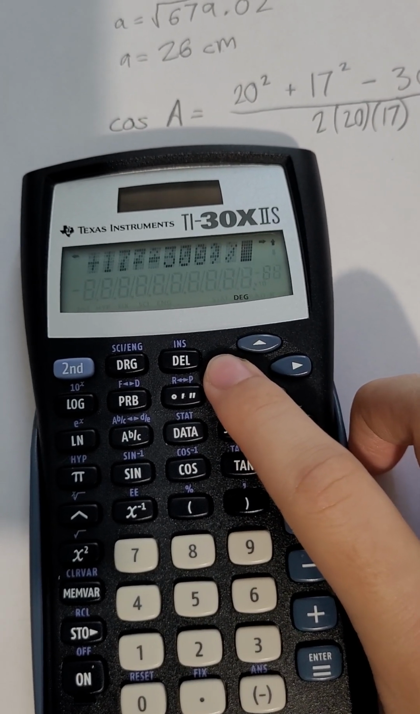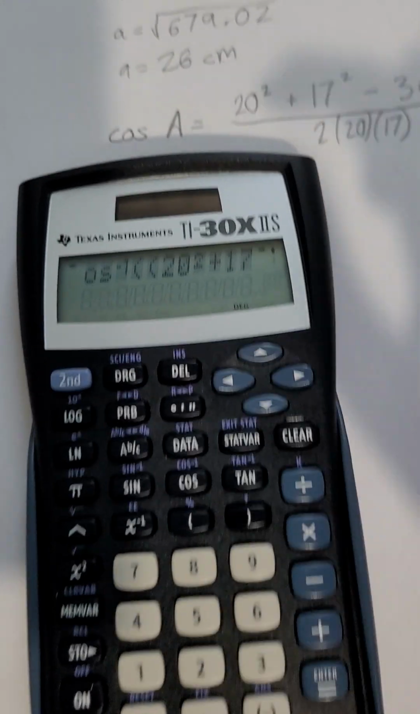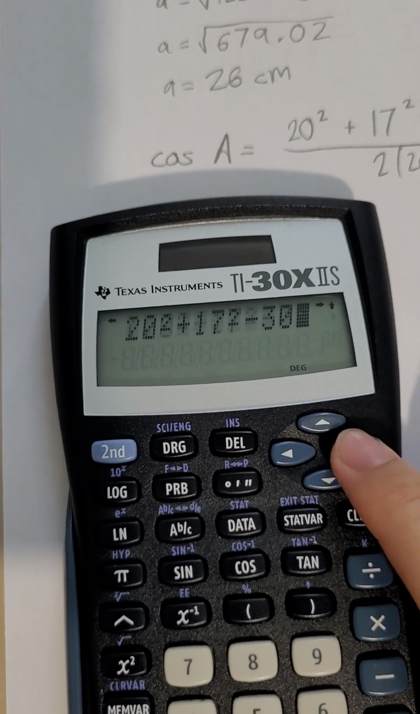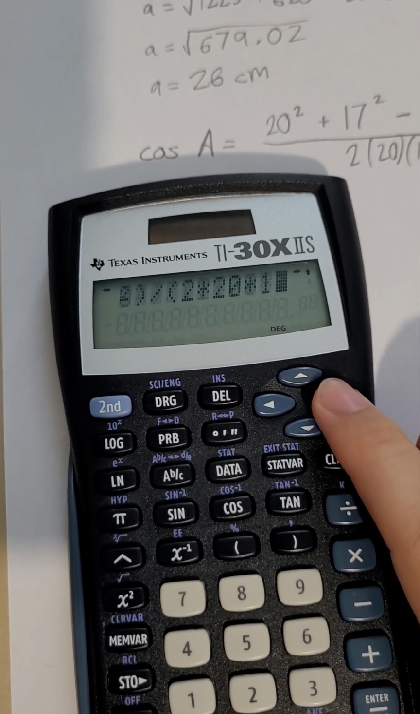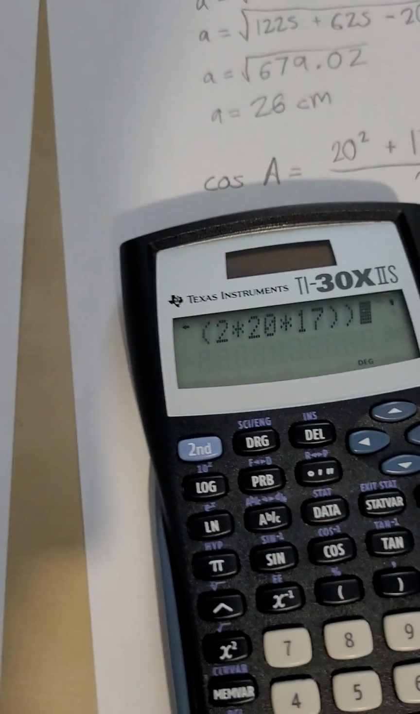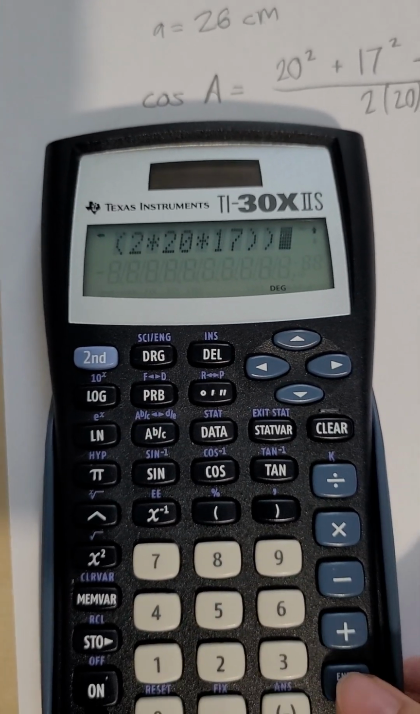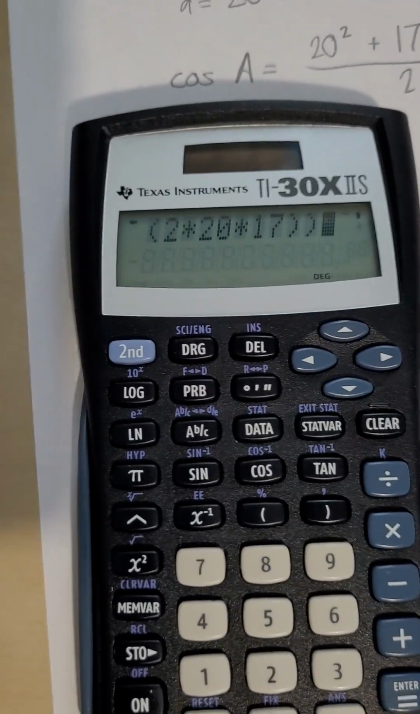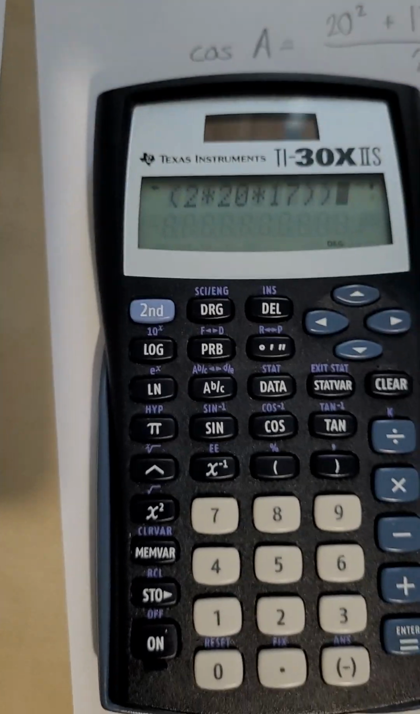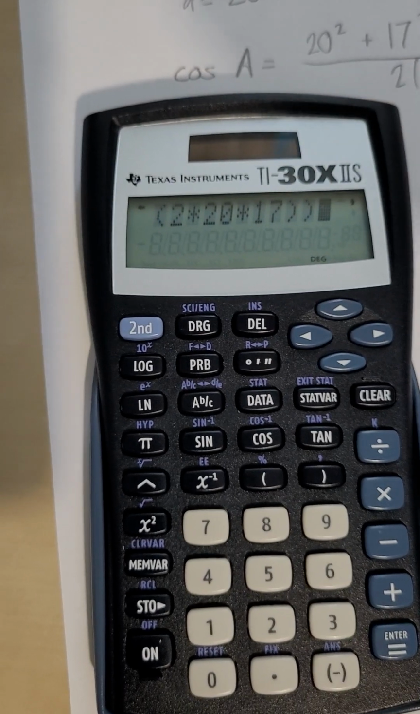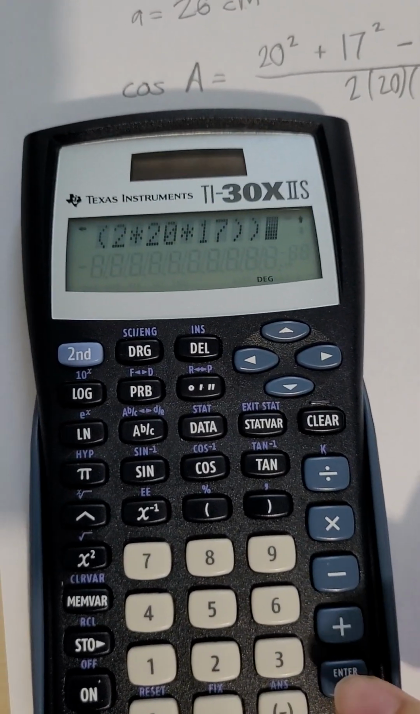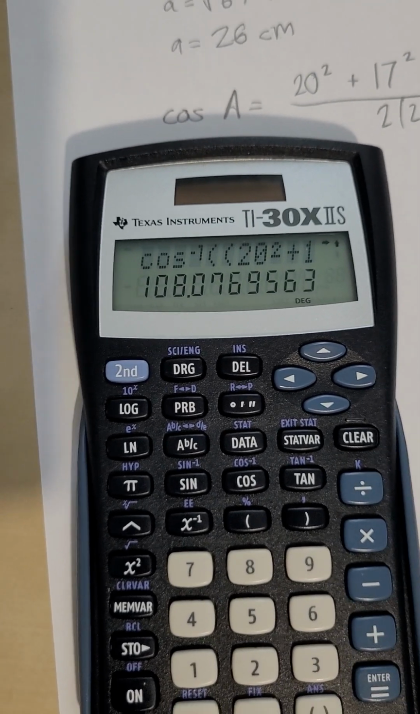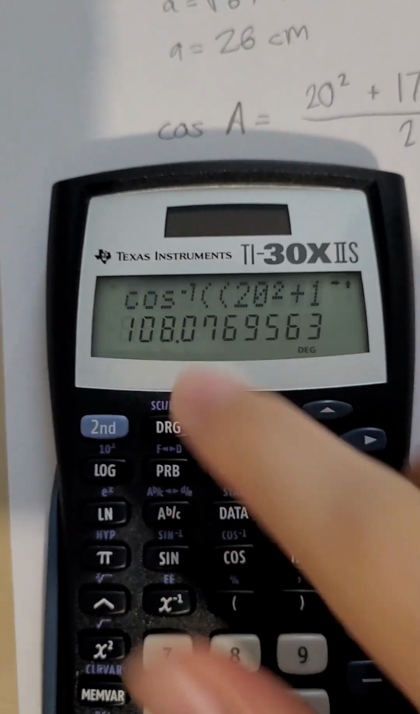Closing the whole cos. See, because here we had these two brackets, and so at the end, we also have to put these two brackets. And so when we press equal, we should get the value of A and not cos A. And the value of A should be 108. I actually haven't tested this out yet, so let's see if it is 108.1. It should be. And it is 108.1 if you round that.